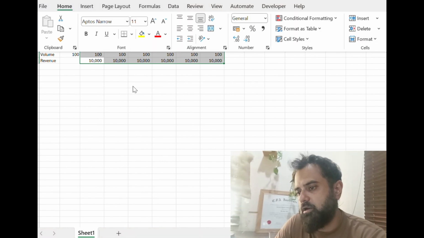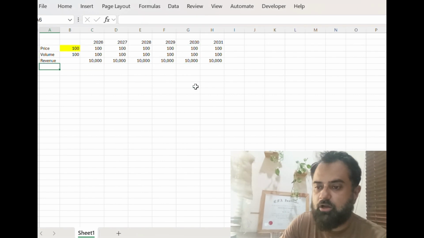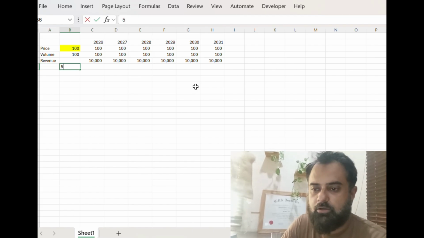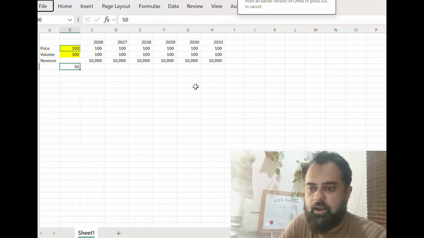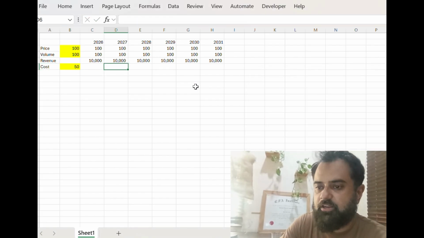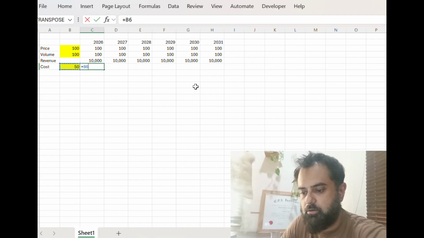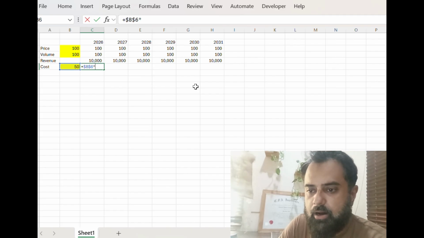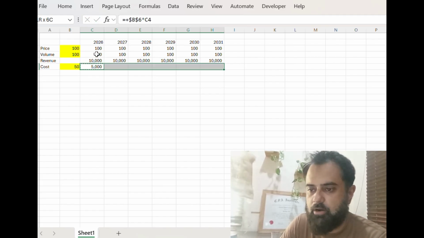So this is our revenue, and then we look at the cost, right? Let's assume it costs us 50 bucks to make an item, right? So our cost is going to be 50. We'll put a dollar sign here. Okay, and multiply it by the volume, which is here, then 5,000 bucks. All right.